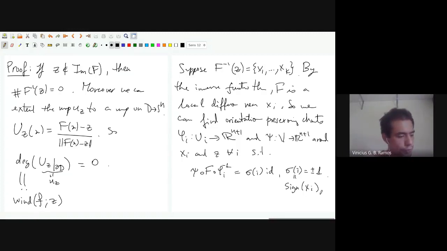Okay, so now we're still looking at the winding number. What we want to do is prove that the winding number of the whole surface, the hypersurface, this boundary, is the same as the winding number concentrated around each of these pre-images.